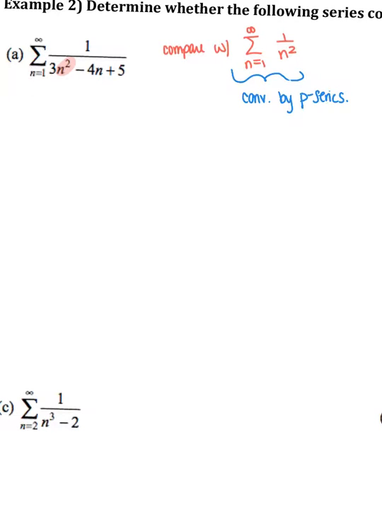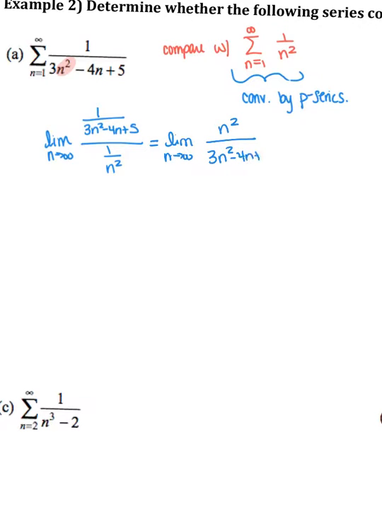So next what I'm going to do is determine what is the limit as n approaches infinity of a sub n, my original, over b sub n, my comparison. But remember, the order does not matter. You could have put the 1 over n squared in the numerator if you'd wanted. So when I clean this up, I have n squared over 3n squared minus 4n plus 5, giving me a 1/3. And that 1/3 is both finite and positive, so I'm good to go.